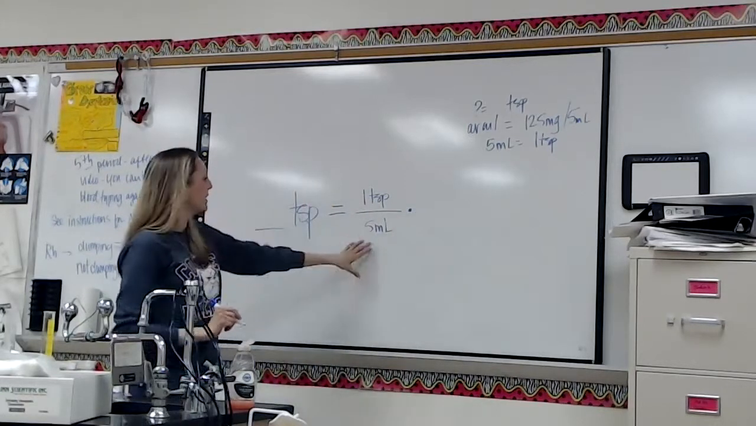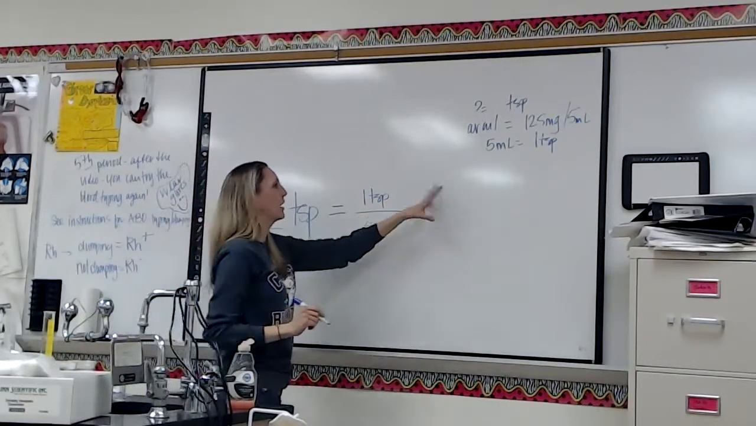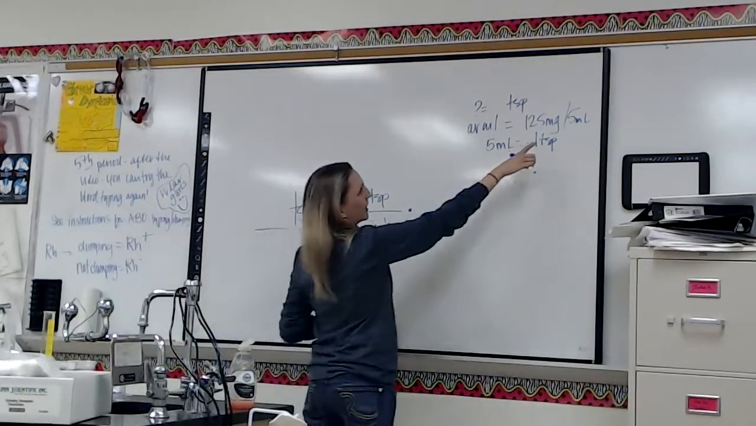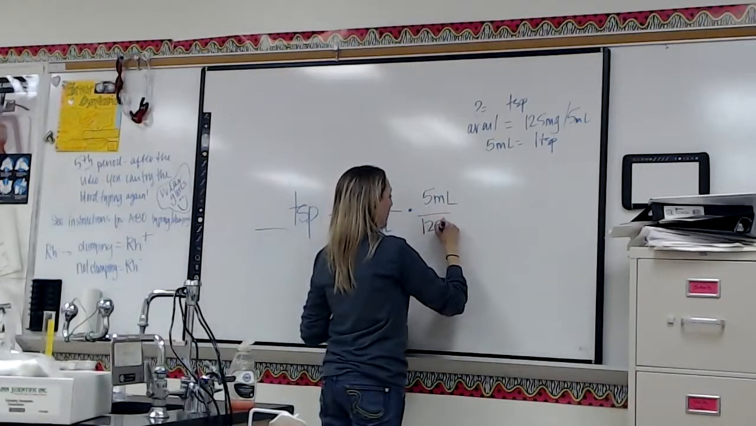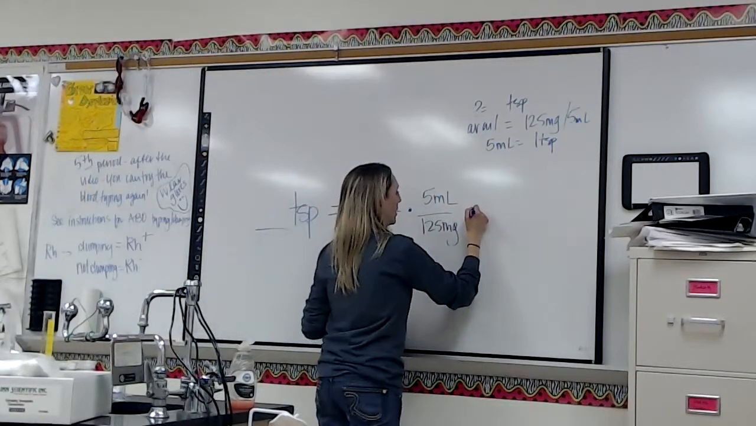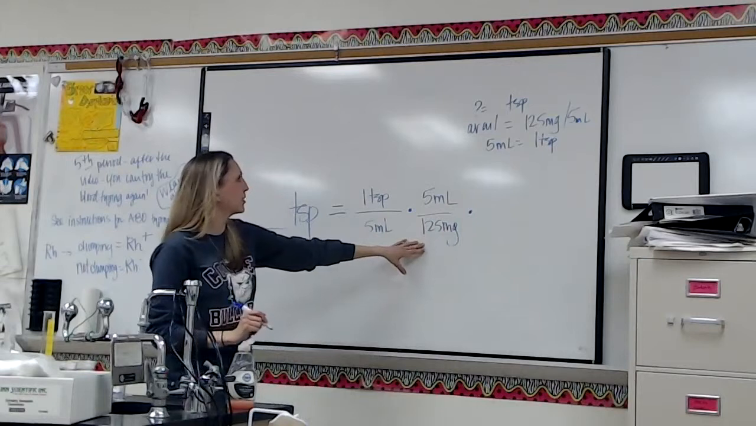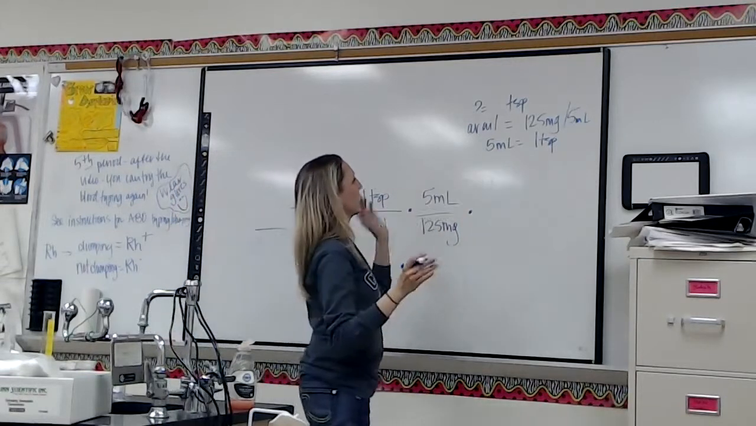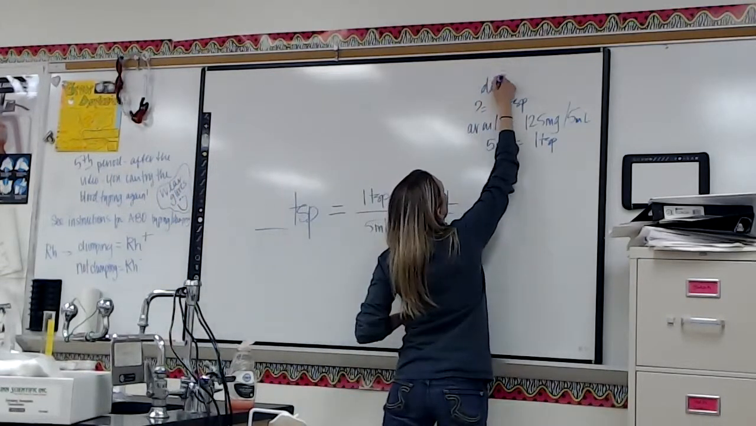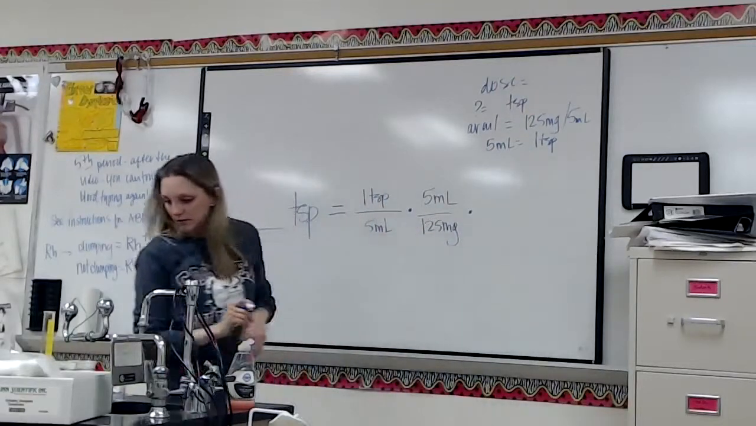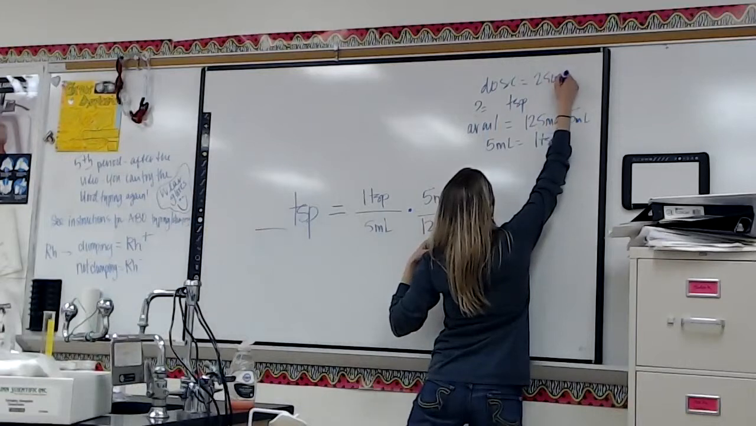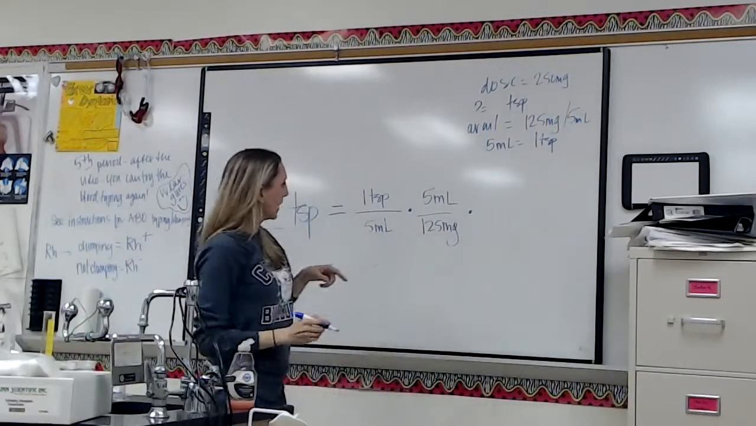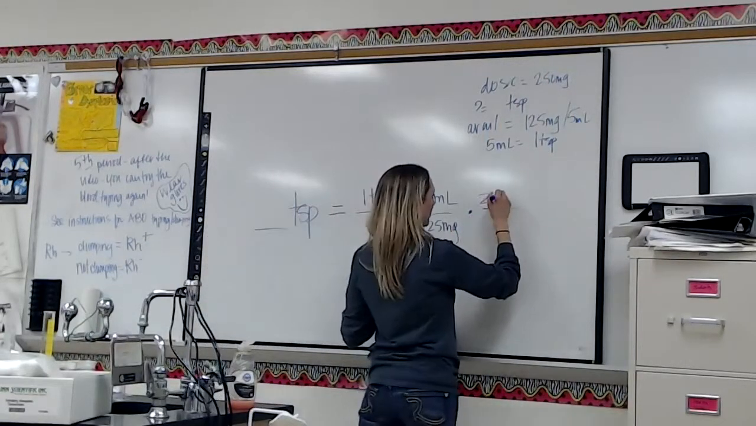Okay. Now I want to make sure that I can cross multiply everything else. So 5 milliliters. Now my next one, 5 milliliters over 125 milligrams. And then I need my dose. I need my milligrams. Oh, that's what I didn't write down. I was missing something. Okay, write down your dose. Our dose is 250 milligrams. Okay, so that's our dose.